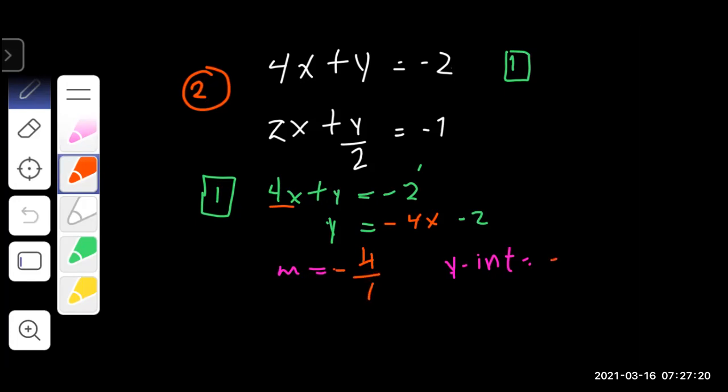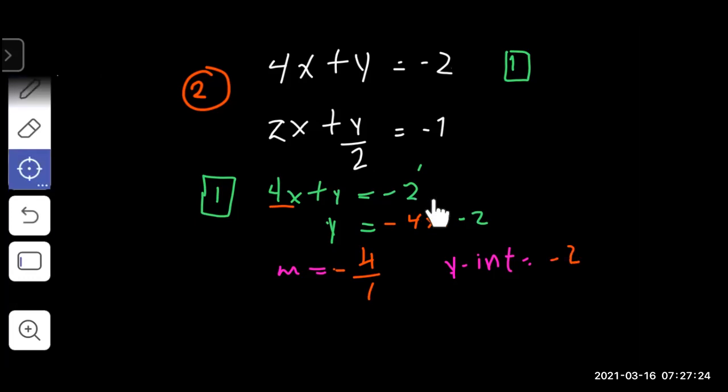I had a 1, right? -4 over 1. And what is the y-intercept? -2. Okay. Thank you very much. With this information, guys, we can make our graph.